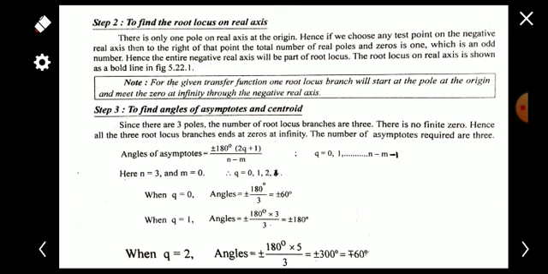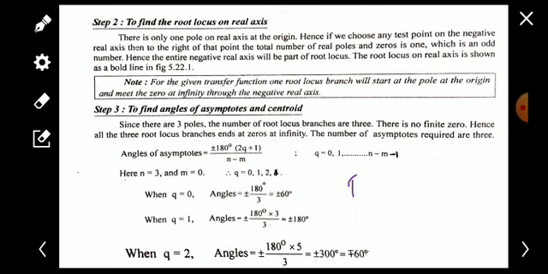For finding the angles of asymptotes, the equation is plus or minus 180 into (2q plus 1) divided by (n minus m), where n is the number of poles and m is the number of zeros. If you take n minus m as p minus z, it is very easy to understand: plus or minus 180 into (2q plus 1) divided by (p minus z), where p means number of poles and z means number of zeros. The value of q will be 0, 1 up to n minus m minus 1.